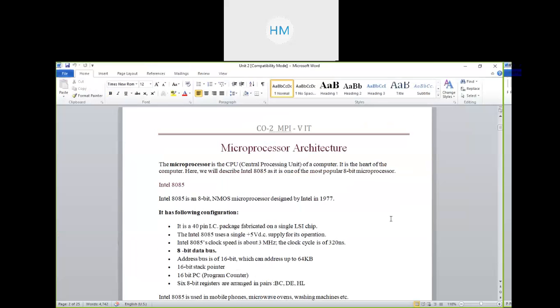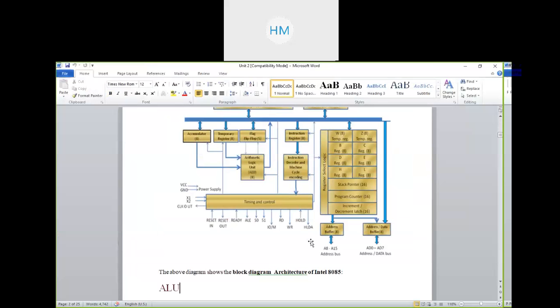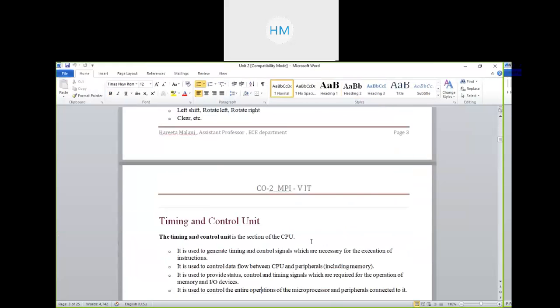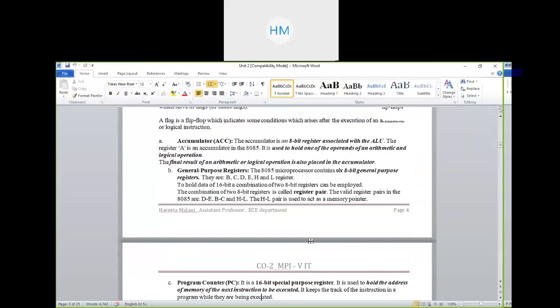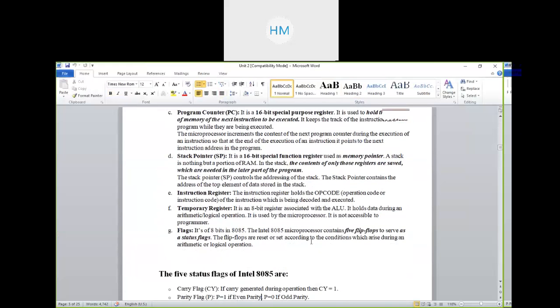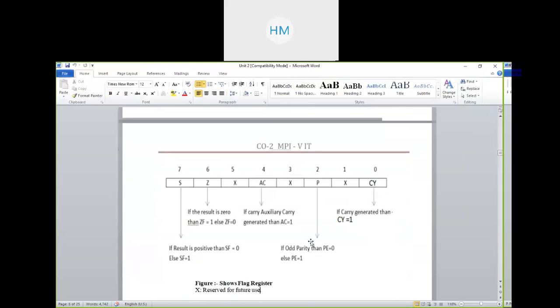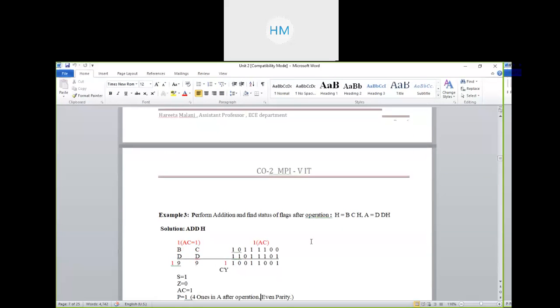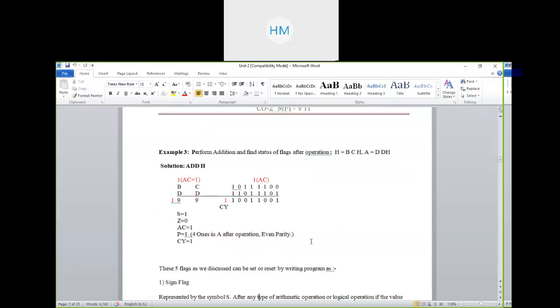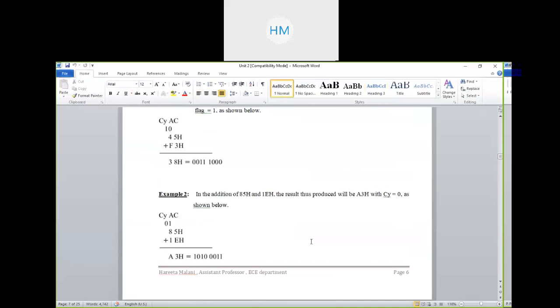In continuation with that, we have discussed the architecture diagram very thoroughly. All the points we have discussed, including the flag register. We have solved this example. In the previous class, I gave you one example to solve. So can you tell me the status of that example?